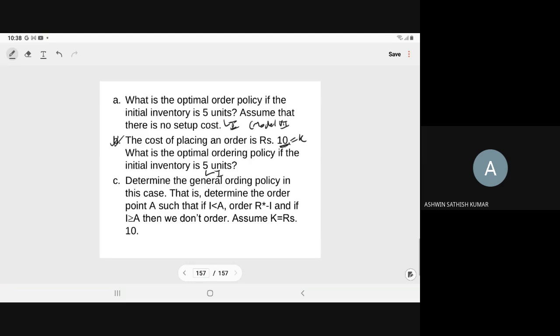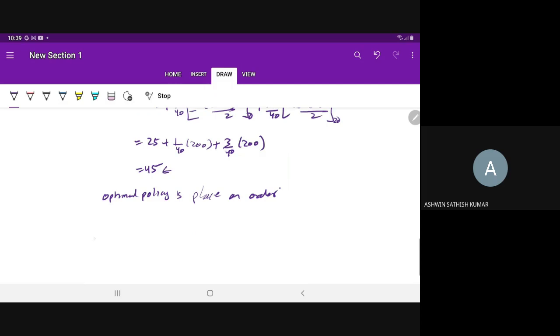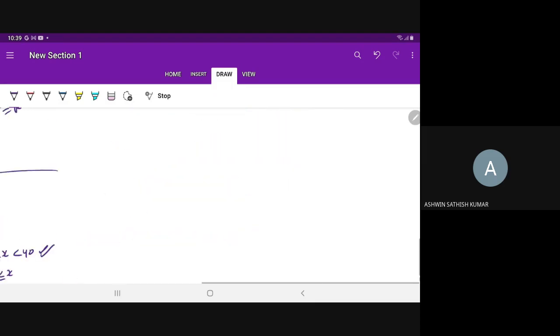Now in the third part, determine the general ordering policy. Presently we have the specific ordering policy. Now for the general ordering policy, determine the order point A such that if I is less than A, place an order of quantity R star minus I, and if I is greater than or equal to A, then do not place an order. Take K equal to 10. So in this case, you have to determine the order point.